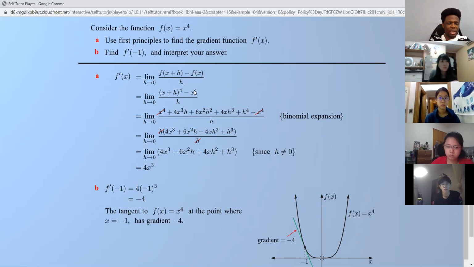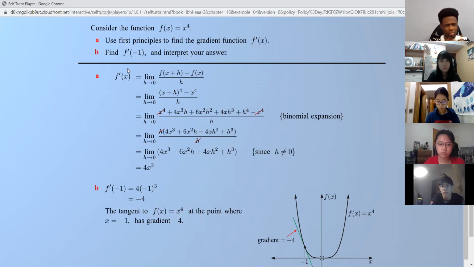So without this limit, this is simply the gradient of the chord. Now we are saying the gradient of the chord becomes the gradient of the tangent when the gap between the 2 points in question becomes 0. That's just a commonsensical statement. There's nothing here that was brought from space or anything. Does that make sense to everyone? Okay, and that is where this whole idea of first principles comes from.